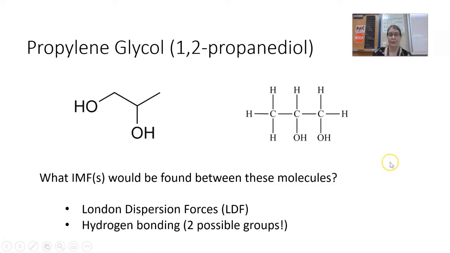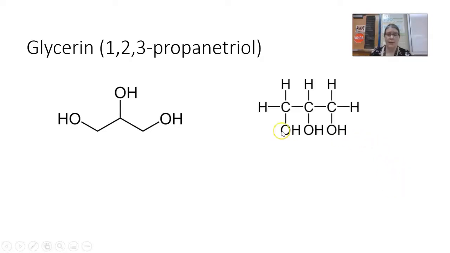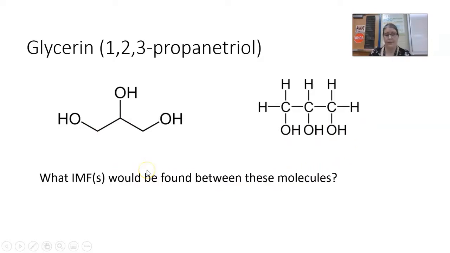So the next molecule we're going to look at is very similar. It is glycerin. And it is, in fact, 1,2,3 propane triol. So again, 3 carbons. But now instead of having just 2 alcohol groups on the 1 and 2 carbons, I have 1 on each carbon. So again, I'm going to give you a couple of seconds to think about and make a list of the intermolecular forces that would be found between these molecules.